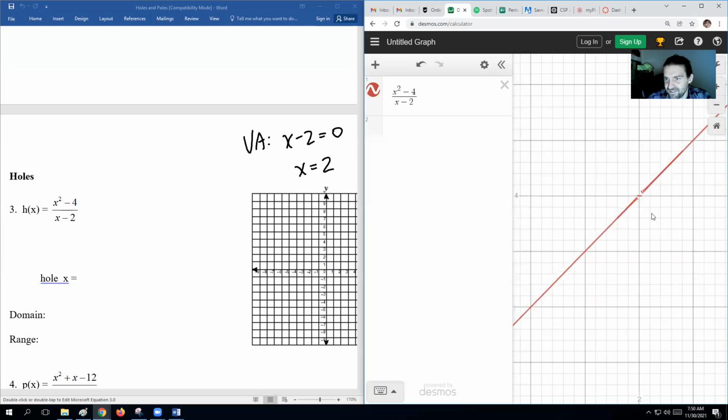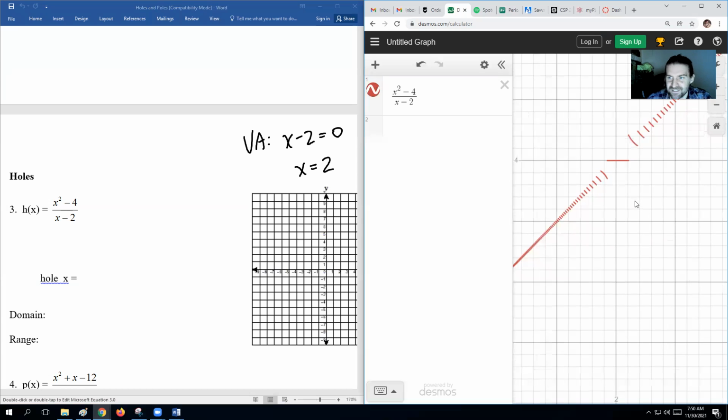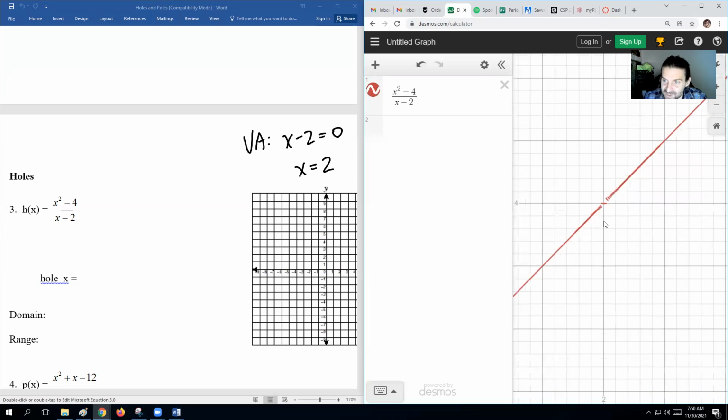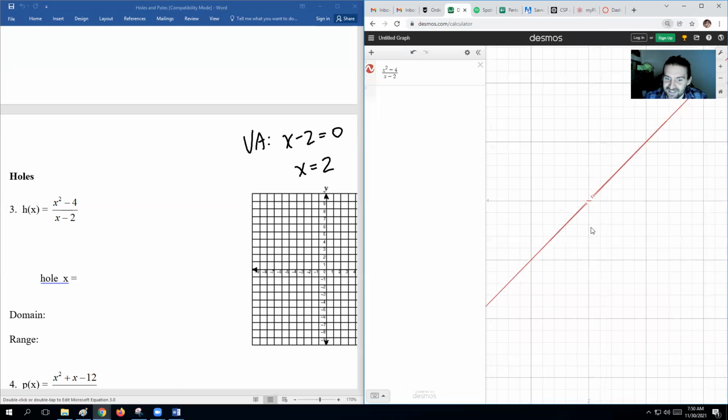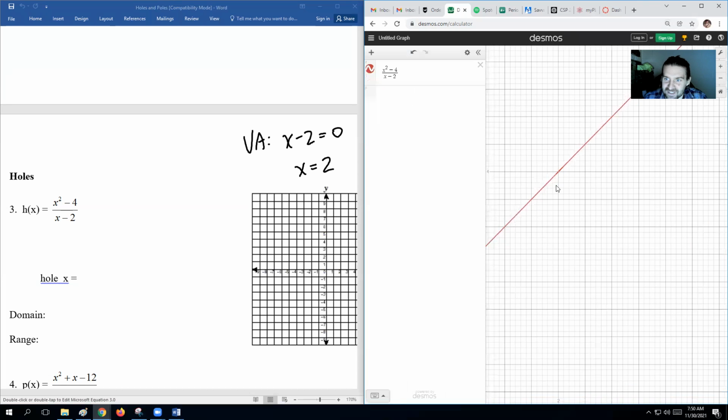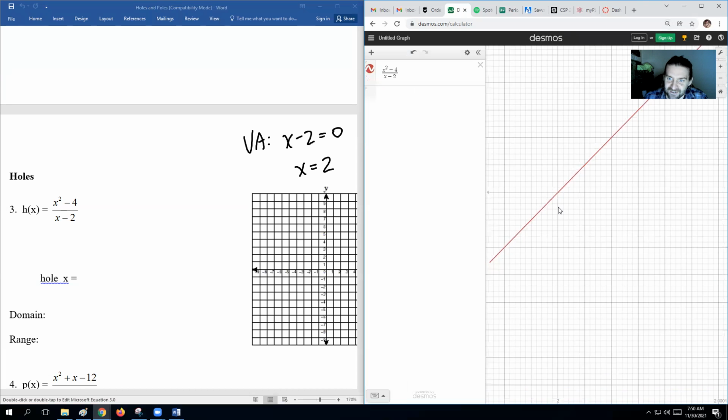Uh-oh, what's going on here? Oh, there it is. So there's a problem here. There's a hole in the graph. Now we have to zoom in super, super far to be able to find it.